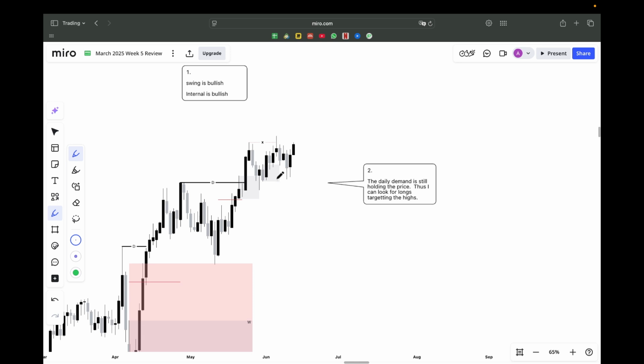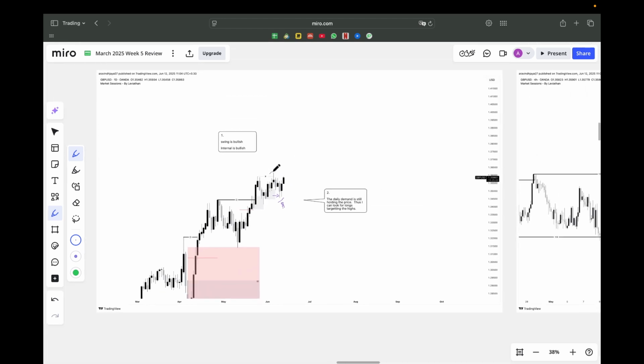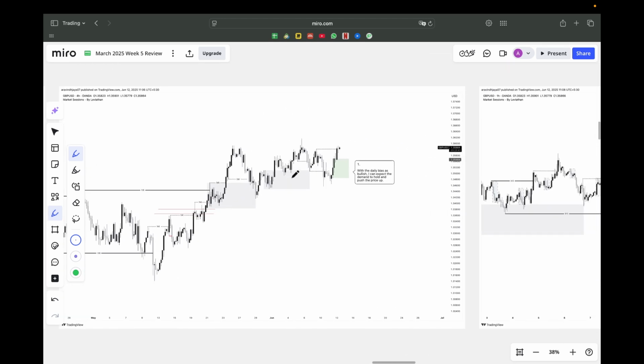So here we go. This demand held itself, but there is some low resistance liquidity being built up. That's fine. The target would be this high because this demand is held and the price is pushing up. So obviously the high would be the target.